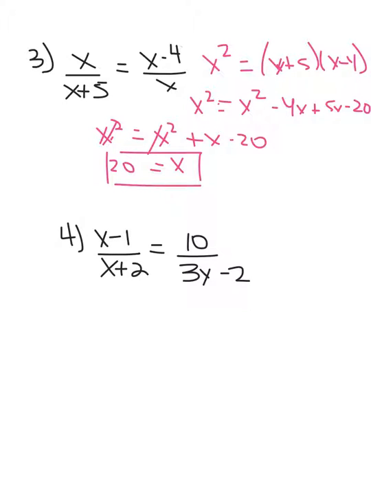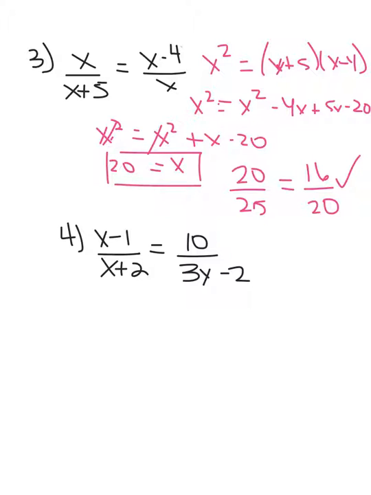So now again I can check that. In my first fraction I have 20 over 25 is equal to 20 minus 4, which is 16, over 20. They are equivalent fractions, so I know that x is equal to 20 is the correct answer.